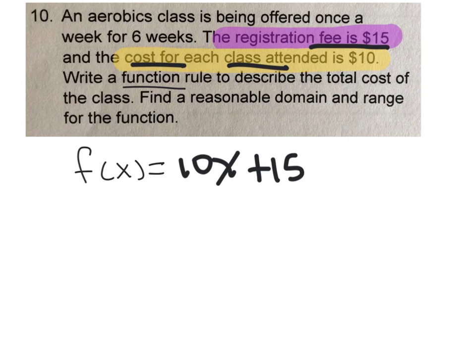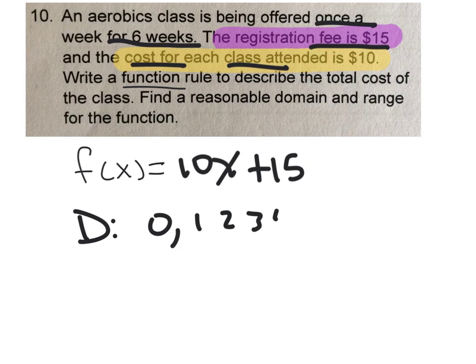Now, you want a reasonable domain and range? Well, you know that your domain is going to be, you can go 0 weeks, 0 classes, because you're going to go once a week for 6 weeks. Well, you can either choose to go 0 or 6 weeks. So 0, 1, 2, 3, 4, 5, or 6. Those are the available possibilities. You can't go half a class.